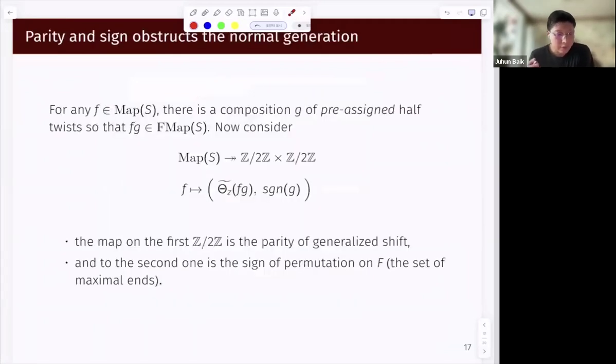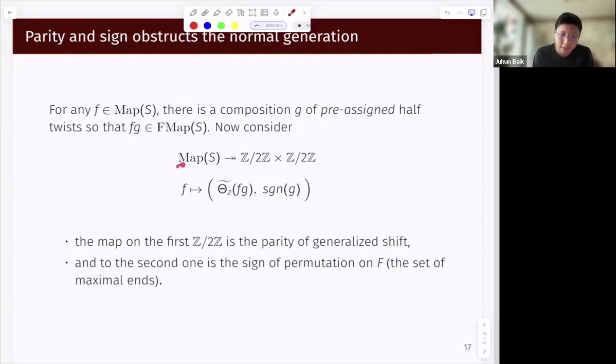So if you care about the parity and the sign, here we permute the maximal ends, so we can ignore everything else and look at which permutation happens on the maximal ends. Then we can see the sign, right? The odd permutation or the even permutation. So those two will obstruct the normal generation.